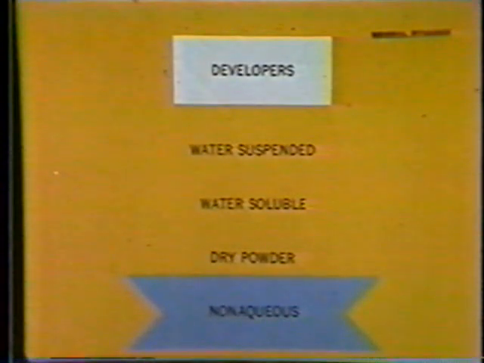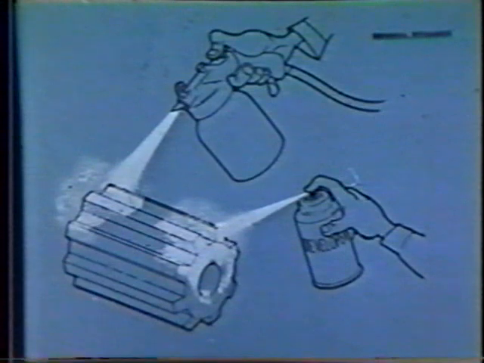Best sensitivity is obtained with non-aqueous wet developers. The developer is suspended in a solvent. Evaporation of the solvent helps draw penetrant from discontinuities. Non-aqueous developers are applied with spray cans and conventional sprayers.